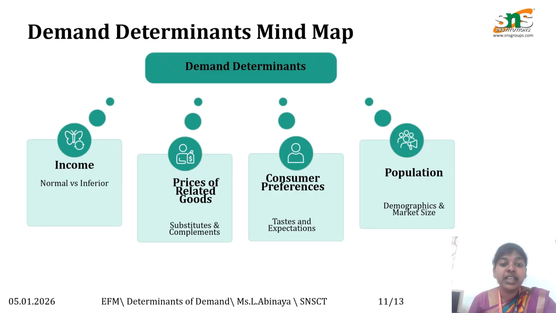Demand determinants mind map: income, price of related goods, consumer preferences, and population. In income, normal versus inferior. In price of related goods, substitutes and complements. In consumer preferences, taste and expectations. In population, demographics and market size.